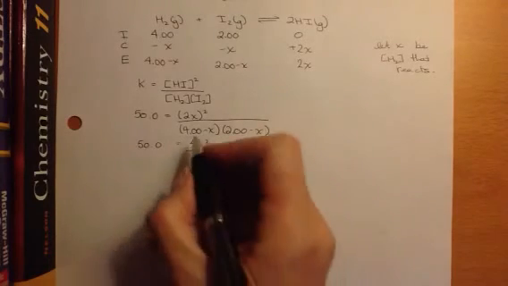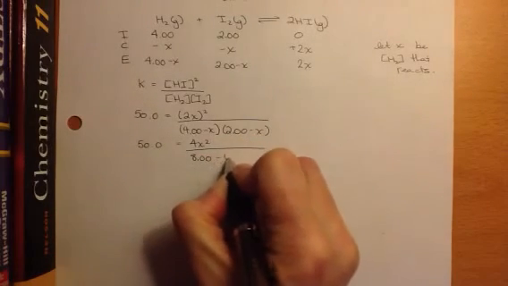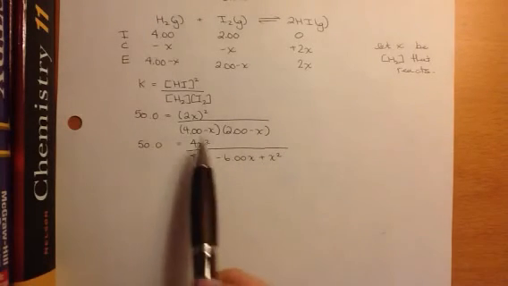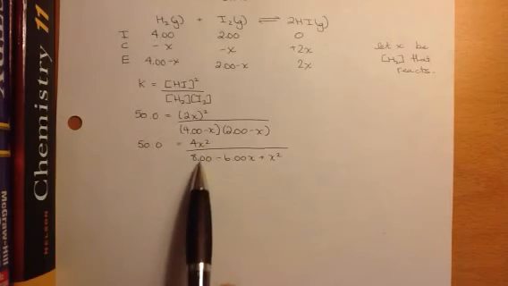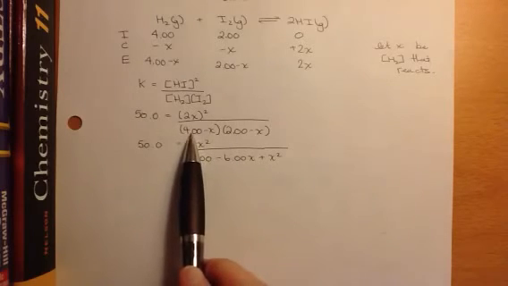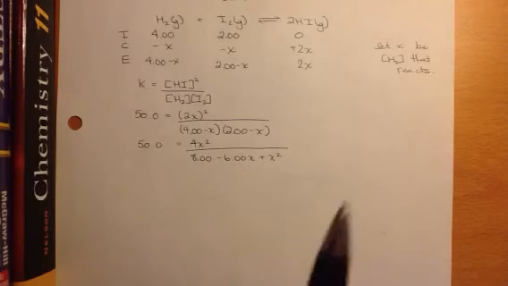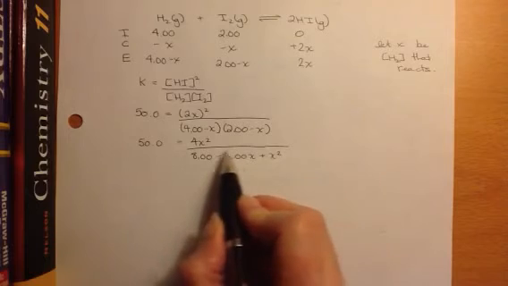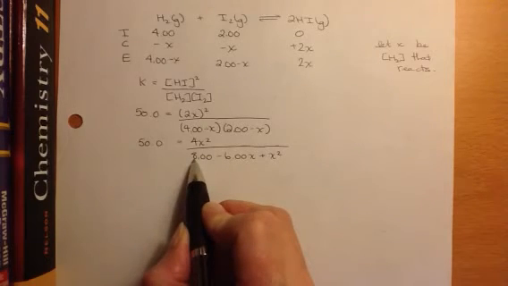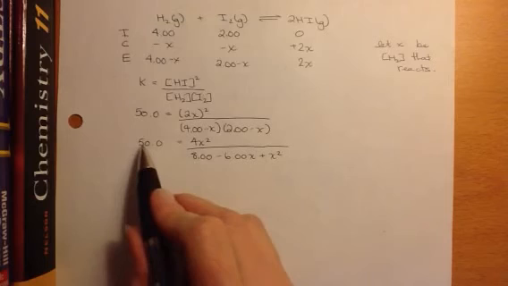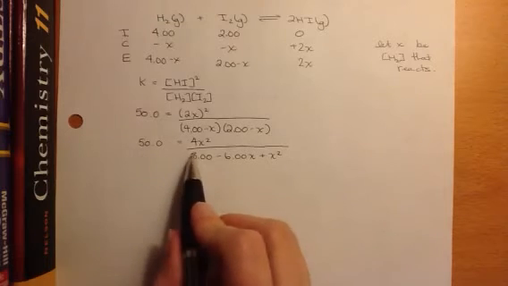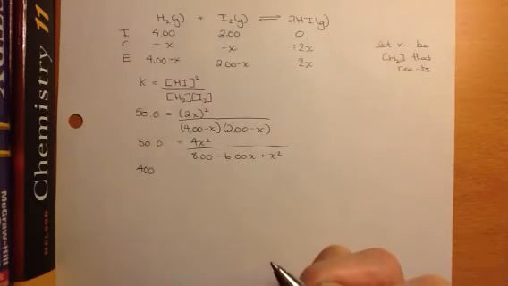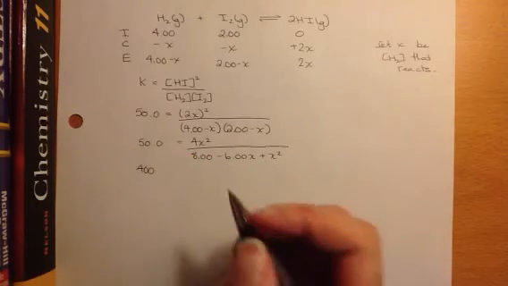We'll FOIL out the bottom here. Four times 2 is 8 to give us the 8 here, and then we're going to have a minus 4x and a minus 2x, giving us a minus 6x altogether. Now we want to get rid of this on the denominator here, so that means we have to multiply both sides by these terms. So that means we're going to be multiplying 50 by 8, minus 6x, and 1. I'm going to drop the zeros from this point on just to make it a little bit easier for our calculation.